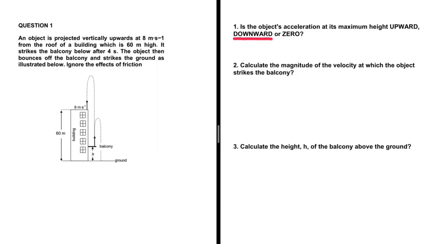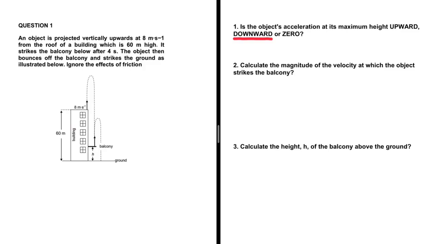When the only force acting on an object is gravity, the acceleration will always be downward, irrespective of the part of the motion. Whether we are at the start, whether we are at the maximum height, it doesn't matter. The acceleration is 9.8 meters per second squared downward. The only thing special about the maximum height is that the velocity is 0, but the acceleration doesn't change.